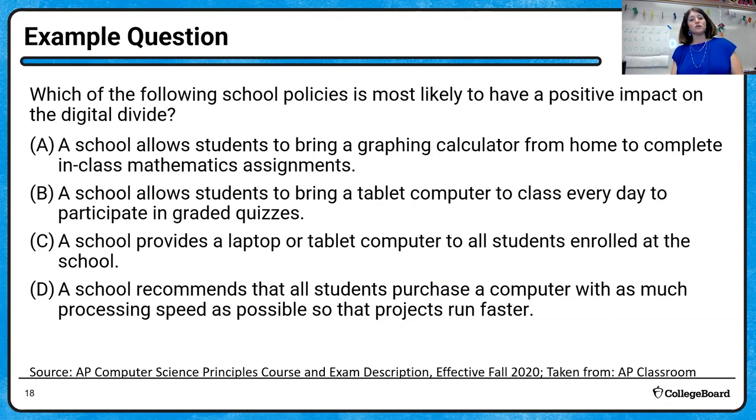Which of the following school policies is most likely to have a positive impact on the digital divide? Again, the digital divide is access to devices and the internet. And again, socioeconomic standards or other things may be involved in how and why people don't have access to devices or the internet. So here are the answer choices.